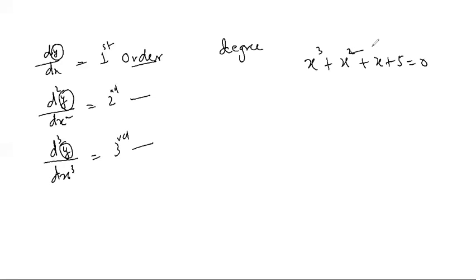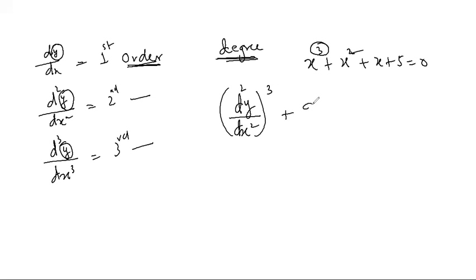Degree, when you talk, what is degree of this equation? Degree is the power, the highest power. So degree stands for the power and order stands for how many times the derivative is done. So can you make a guess? What is the order and what is the degree of this equation?